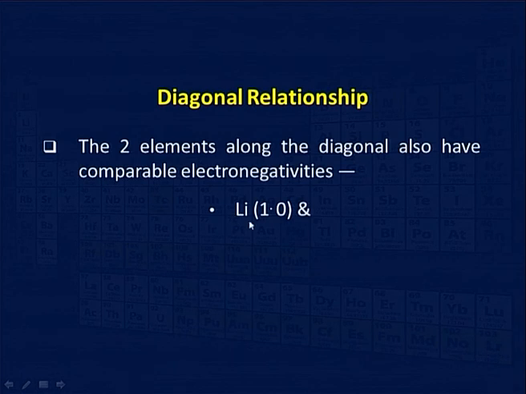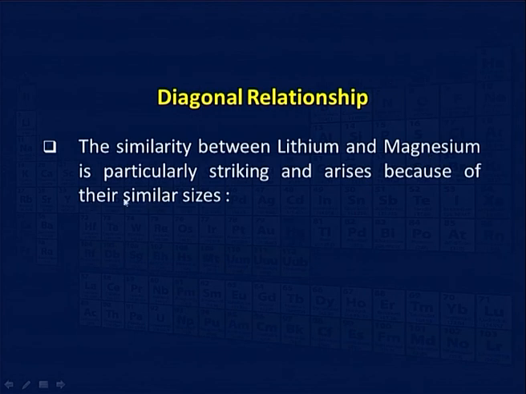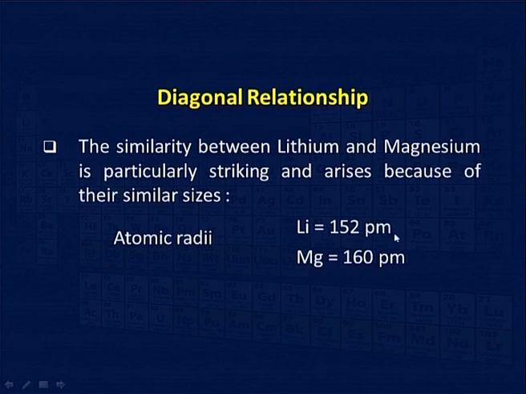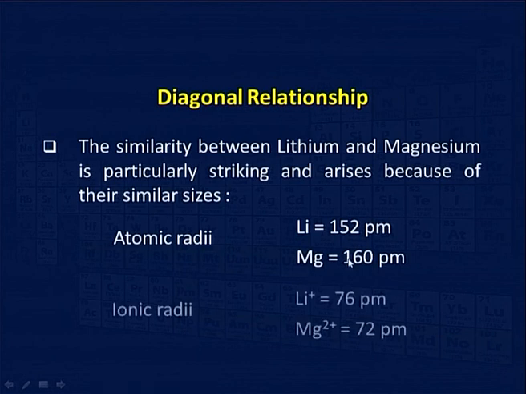You can see that lithium has 1 and magnesium has 1.2, and then I already told you about the sizes. Lithium has an atomic radius of 152 picometer and magnesium has 160 picometer, and even the ionic radii are 76 and 72. So, all these are very similar. So, chemically they tend to behave in a very similar way.